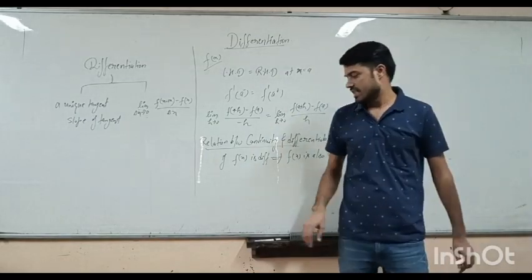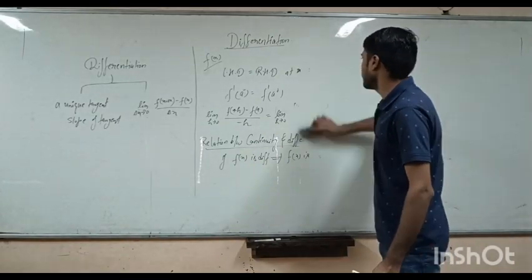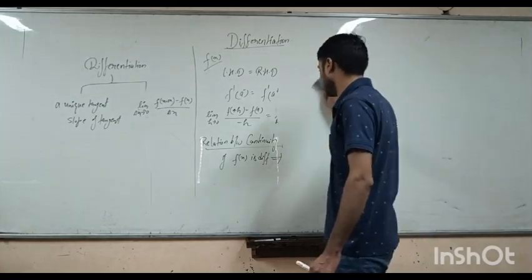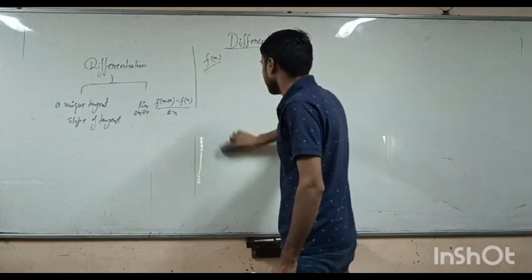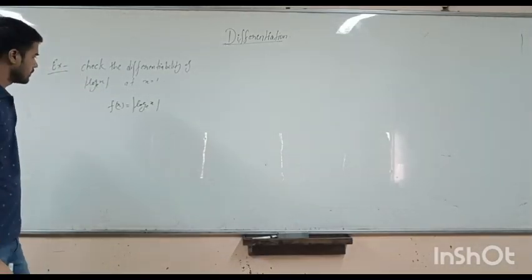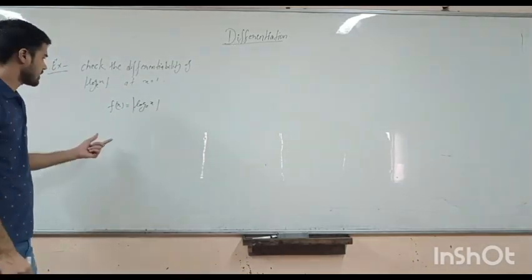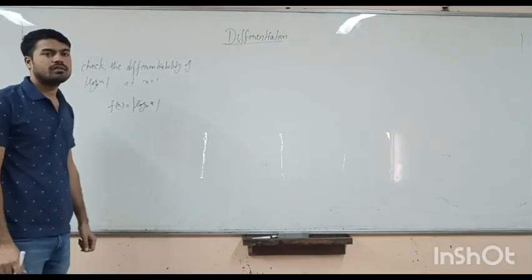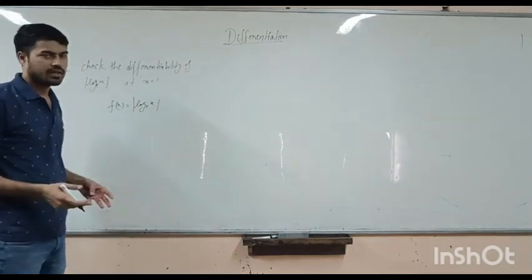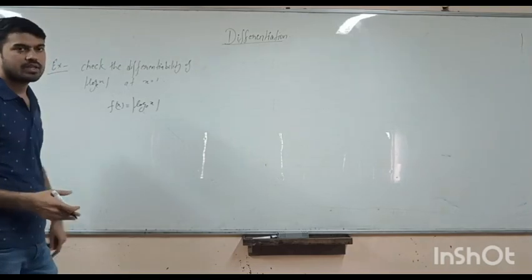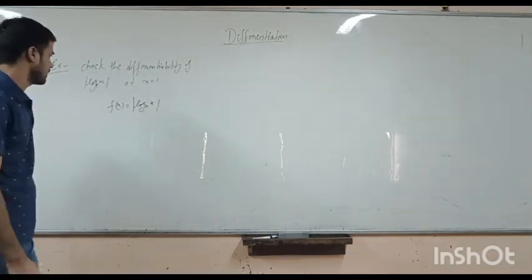Now we will see some examples of how we check whether any function is differentiable or not. Now we will see whether it is differentiable or not at x equal to 1. What we will do is find the left hand derivative and the right hand derivative. If they are equal, then the function is differentiable. If they are not equal or do not exist, that means the function is not differentiable.